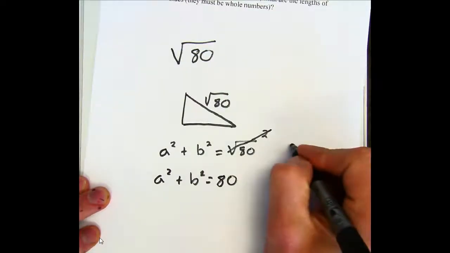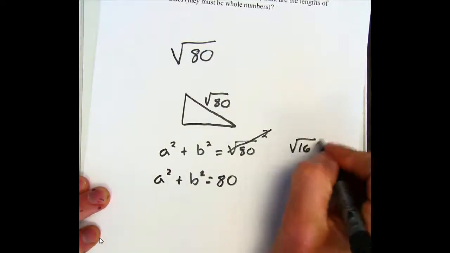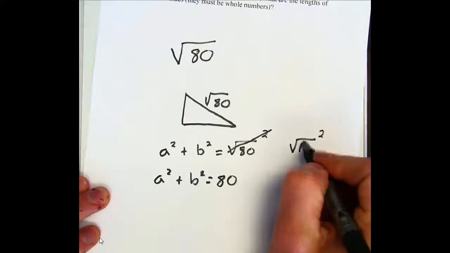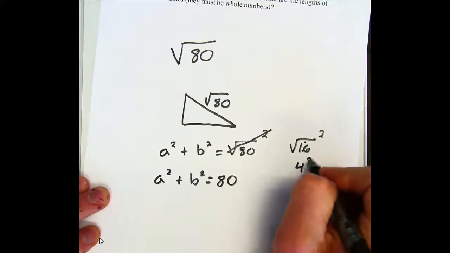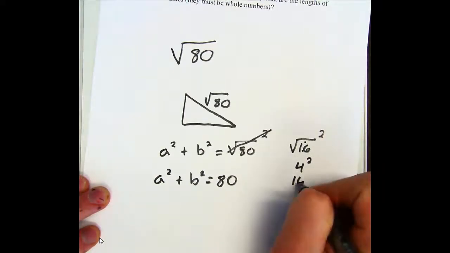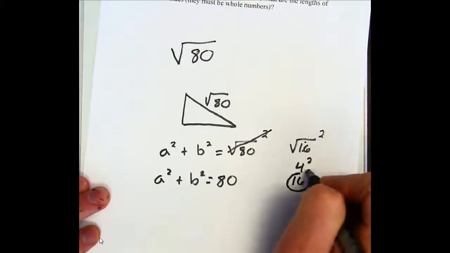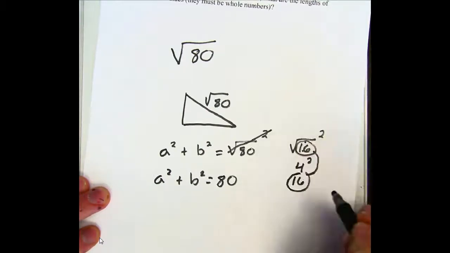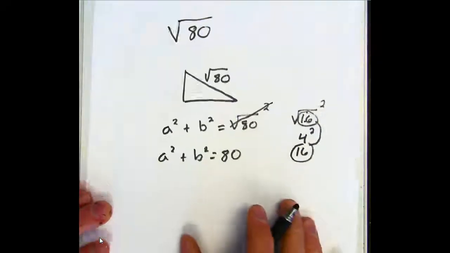So for example, think about it this way. Square root of 16 squared. What's the square root of 16? 4. And then I have to square it. What do I get? 16. So you notice how they cancel out, and I just get the number that's inside. So now we need whole numbers.